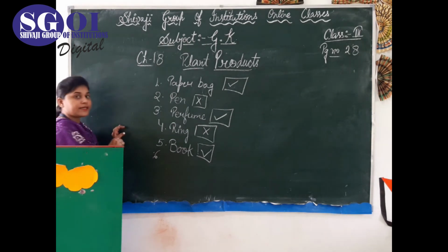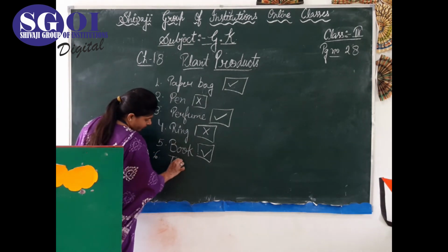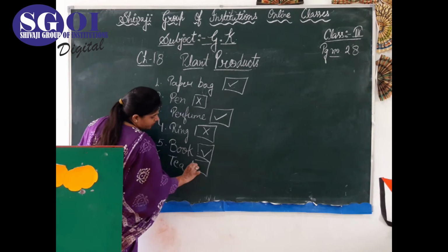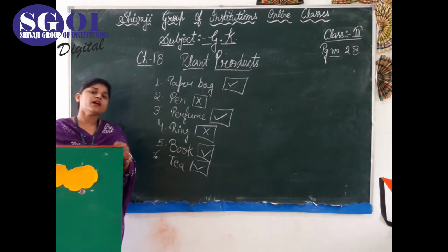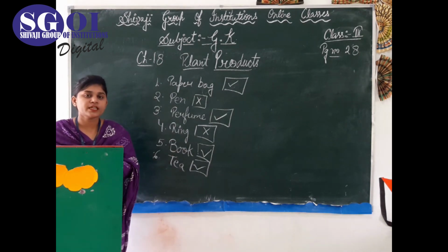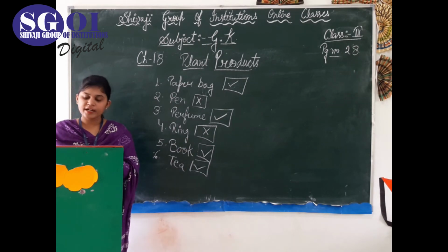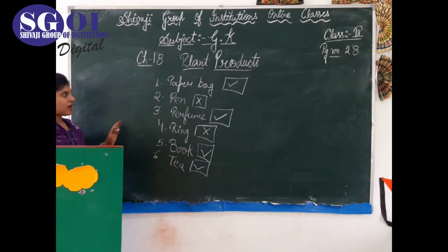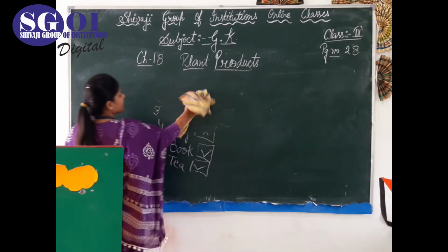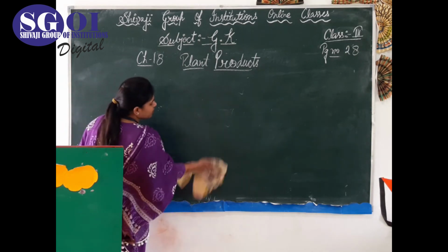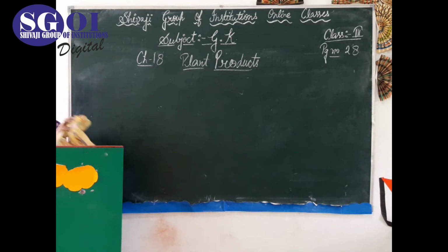Sixth is tea. We can get this from the plant. Tea leaf. Where do we get tea leaf? Which state? Assam. Alright. After completing this, come to exercise B of this chapter, that is matching.